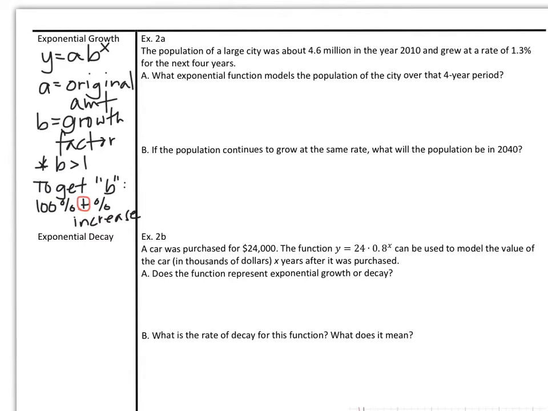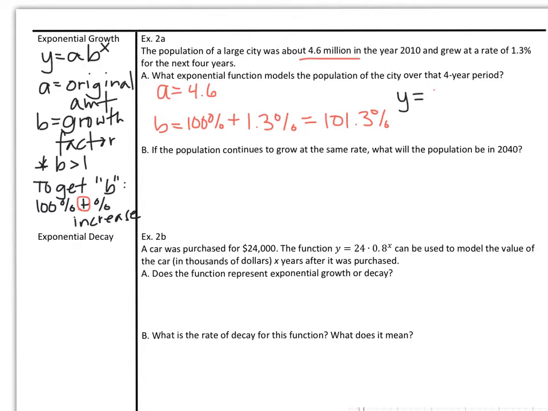The a value represents the original amount of the population. That's going to be 4.6 million. That's how many people were there in the year 2010. So we'll say 4.6. To get our b value, we're going to take 100% and we literally add the percent growth rate, or the percent rate of change for the increase, which is 1.3%. Easy enough, that's just 101.3%.